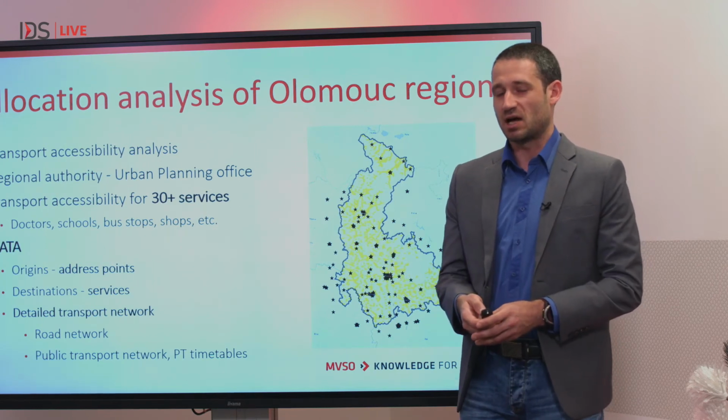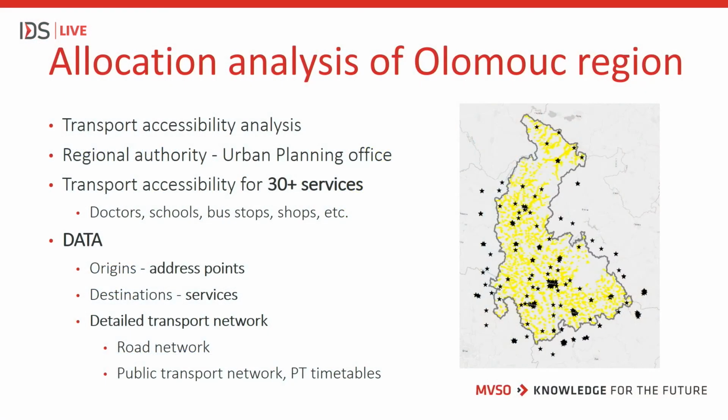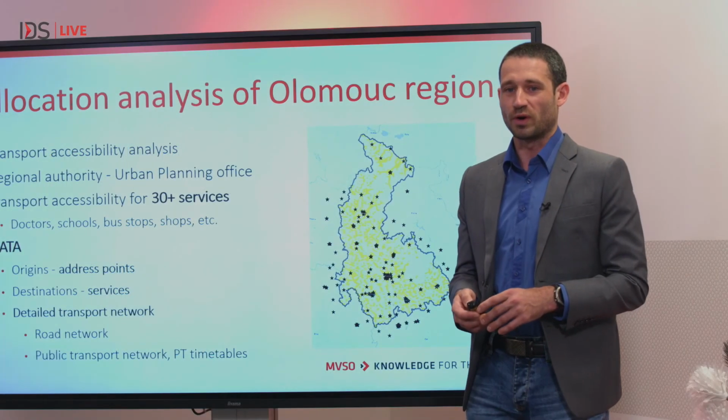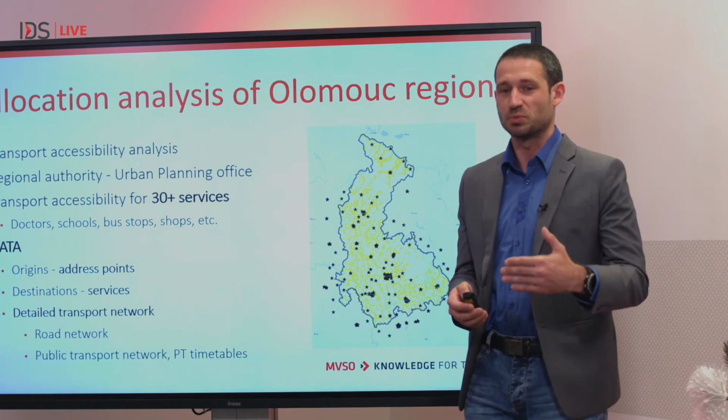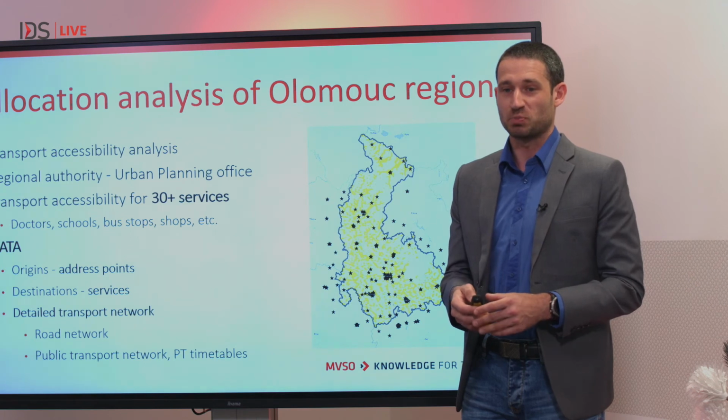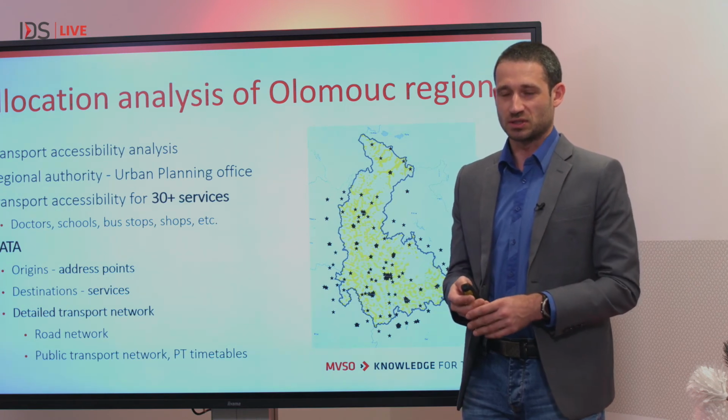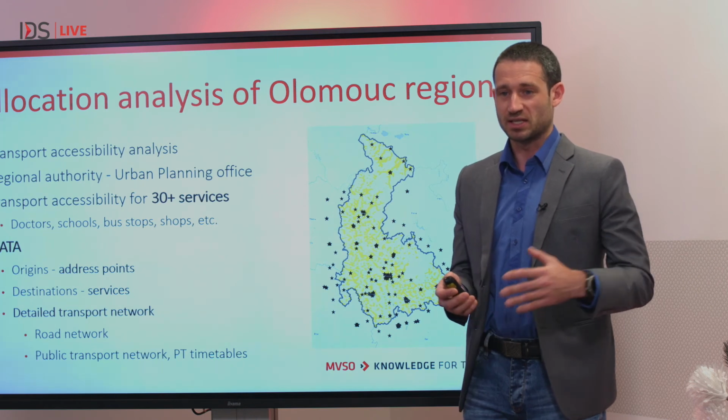In the last few slides, what I want to explain or show you is a big analysis that we did for a regional authority, the Olomouc authority, for the urban planning office. We calculated for them accessibility, let's say allocation analysis, for more than 30 services like doctors, schools, bus stops, which is not so much related to geomarketing, but we also modeled allocation for shops, for pharmacies, and different types of services which are related to marketing. We had address points for this whole region. It was really a lot of points, so the analysis took a long time.